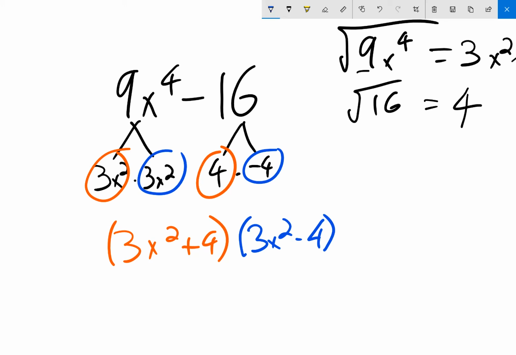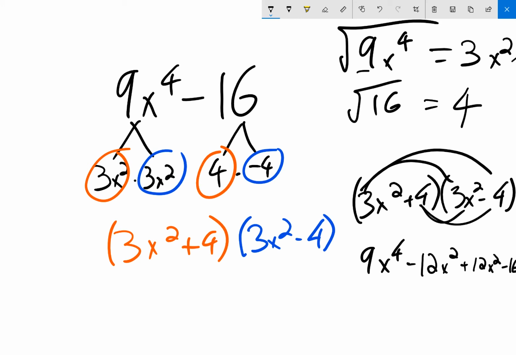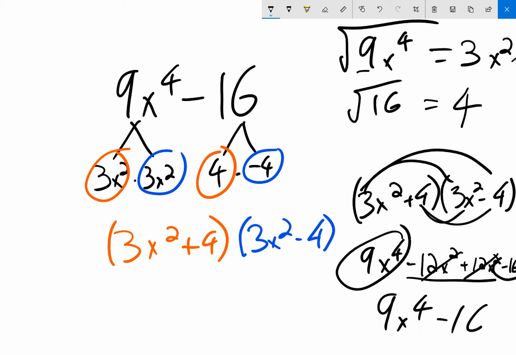So again, if you want to, you can FOIL these out and see that they work. So 3x squared plus 4 times 3x squared minus 4. 3x squared times 3x squared is 9x to the 4th. 3x squared times negative 4 is negative 12x squared. 4 times 3x squared is positive 12x squared. And 4 times negative 4 is negative 16. So just like the last problem, a negative 12x squared and a positive 12x squared, these like terms cancel each other out. So you're just left with 9x to the fourth minus 16, which is what we started with.